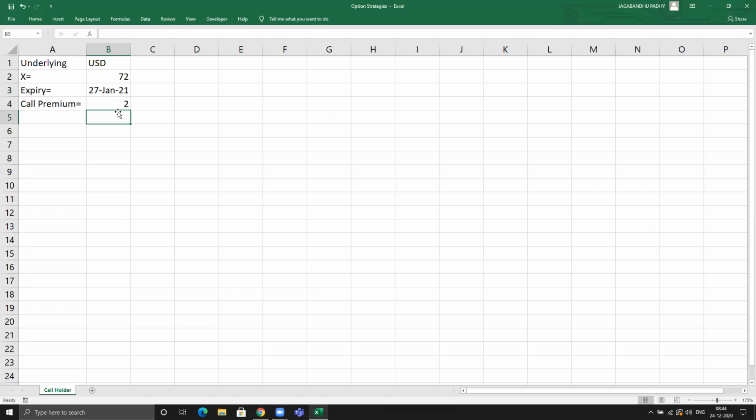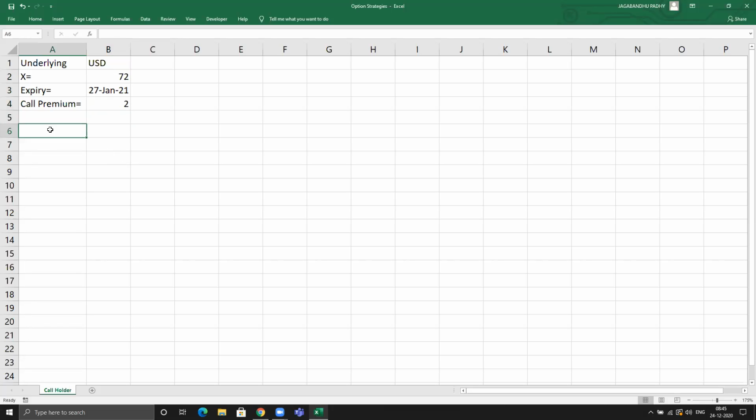And call premium, we are assuming it to be 2 rupees. So the number of times we'll be going to the option site, that is the NSE website, and from there we are going to collect this call premium data. So this is what we have: strike price, 27th Jan 21 expiry, and then call premium.